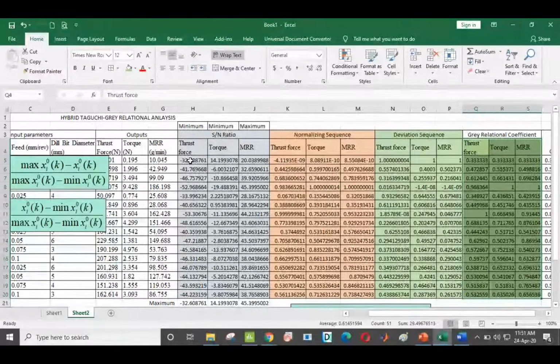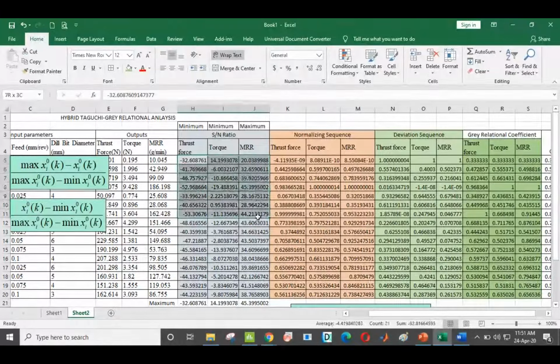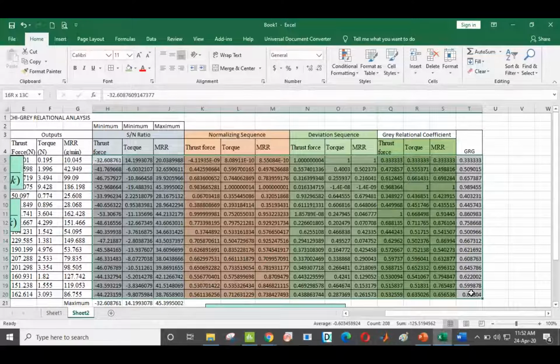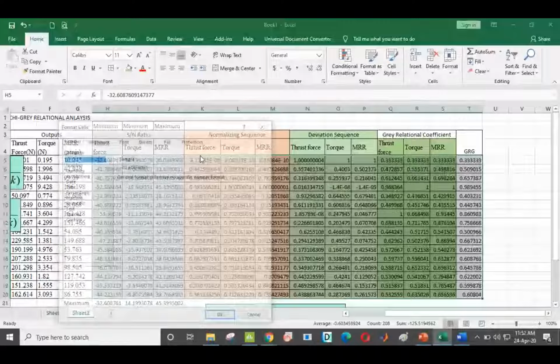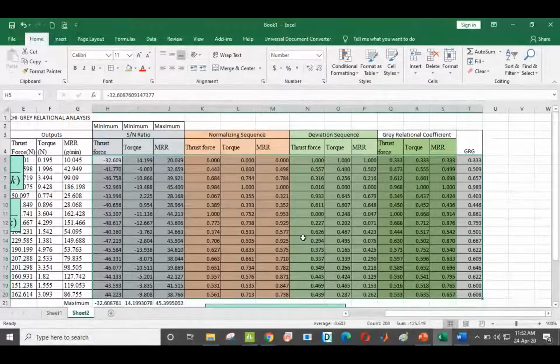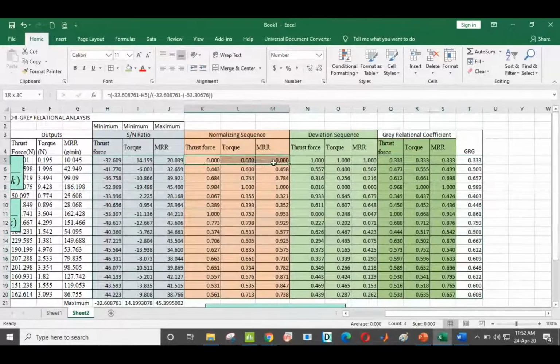So here in the SN ratio you come across many terms, so I am going to reduce it to 3 digits. Select all these values, right click, format, numbers, so decimal places is 3. Previously in this category it is e power something, and now it has become 0 because of the decimals that we have used. So use it up to 3 digits.